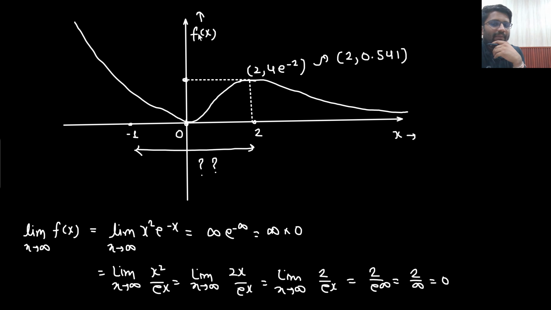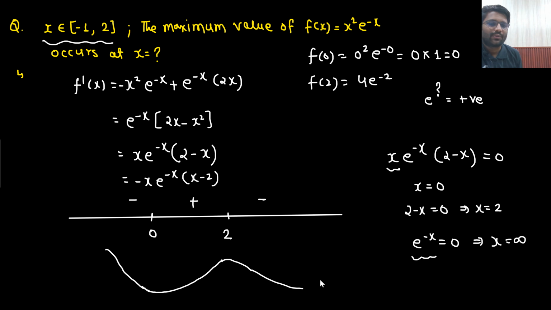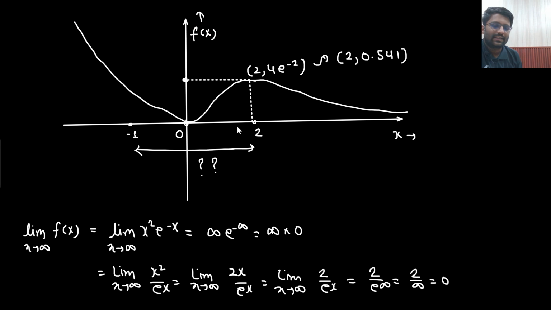Now looking at the graph, I might feel that, sir, the maximum value will occur at x equals 2. So, sir, the answer will be x equals 2. The options will be mentioned as x equals minus 1, x equals 0, x equals 1, x equals 2. You will see that at x equals 2 we are getting the maximum value, and we will click on it.